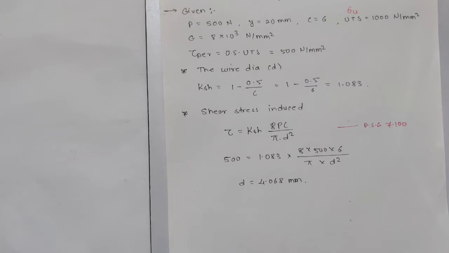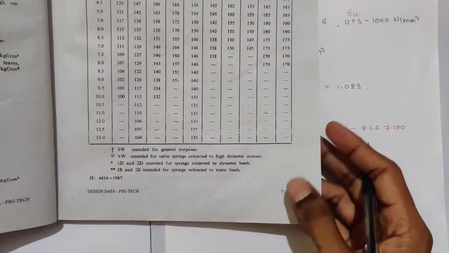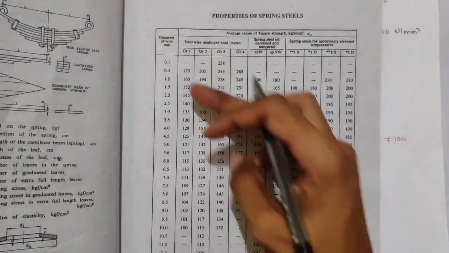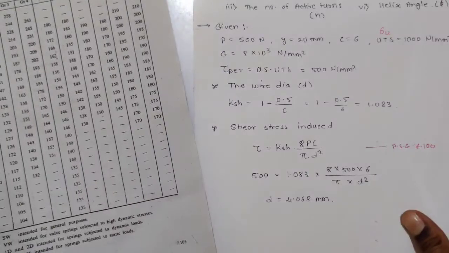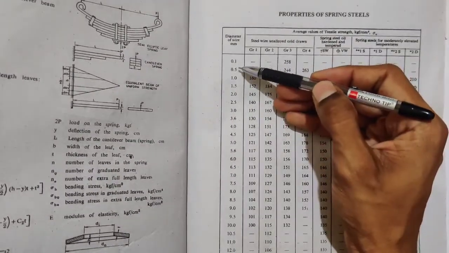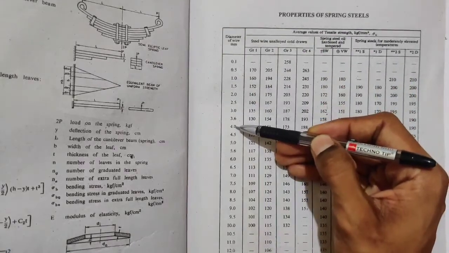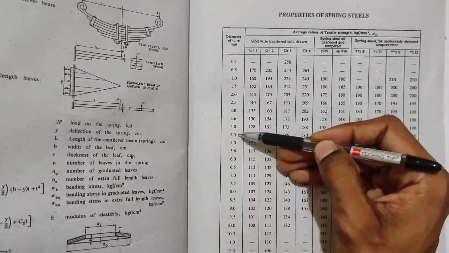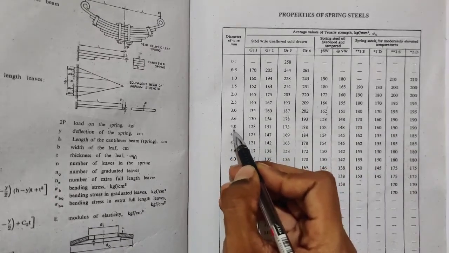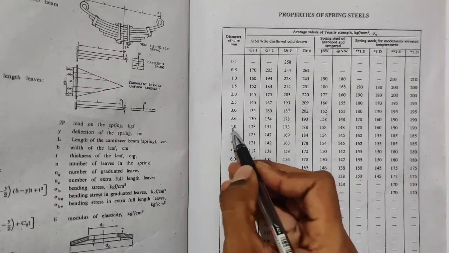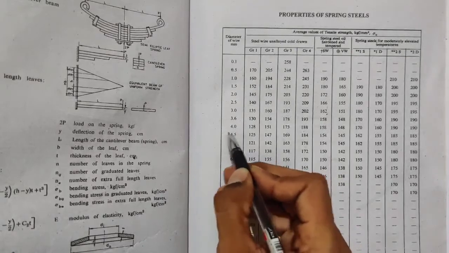Okay, but you have to select a standard diameter, and standard diameter is given on PSG 7.105. So this is the list of standard diameters. Now we have 4.068, so it is above 4.0. So you have to take the next value, that is 4.5. Whenever you have a value like 4.1, you should go for the next value.